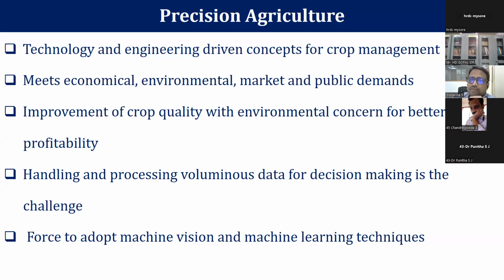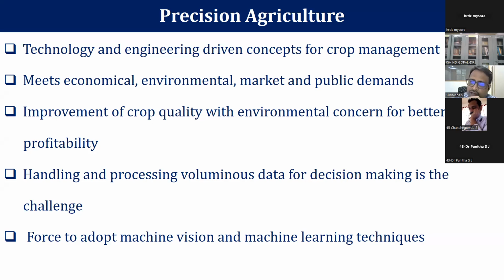And another thing is improvement of crop quality with environmental concern for better profitability. Whenever I'm discussing improvement of crop quality, nowadays we can see something called organic foods. For many years we have been using a lot of chemicals in the field, whether it is needed or not. Unnecessarily, farmers are providing chemicals to the field, and they are injecting certain chemicals into the crop, and they are getting a good yield. But what is the quality of that crop? That is going to be another area of concern.